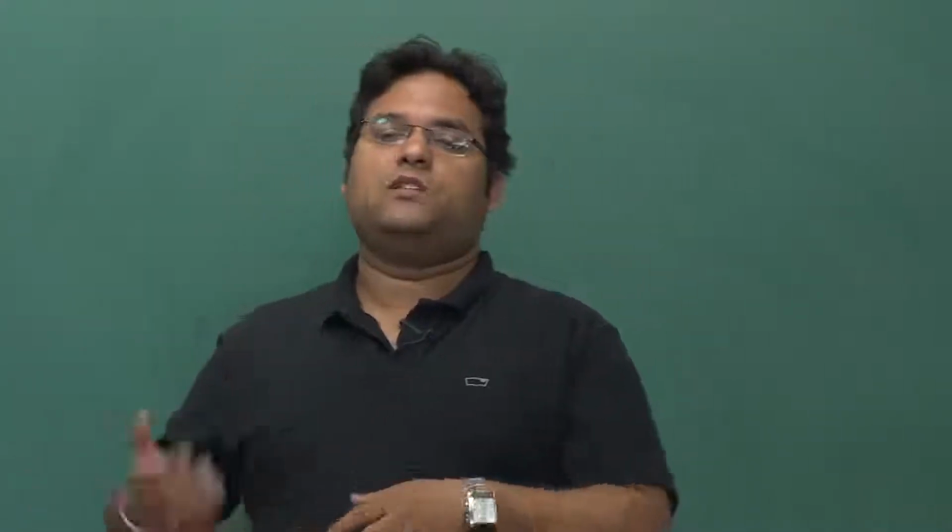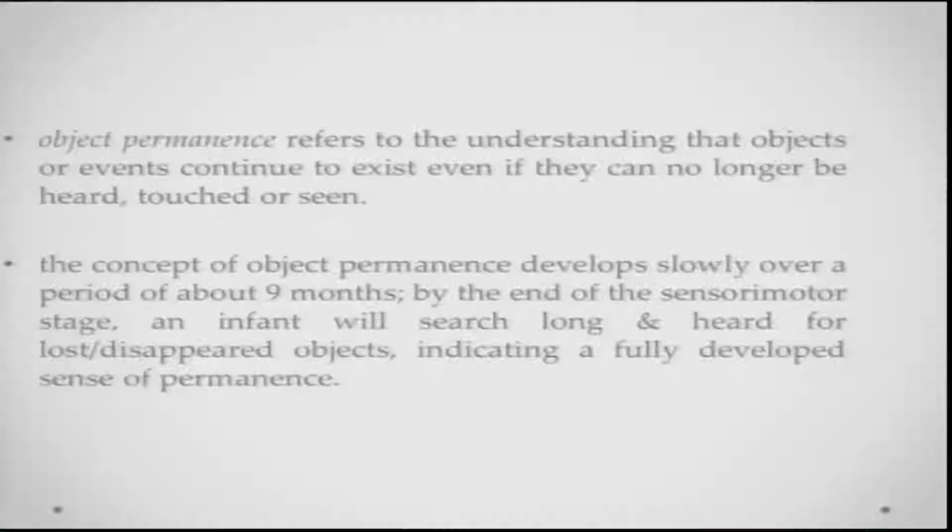If the object is not perceptible, if it is not there for them to see, they would not have the sense that this object still exists. Once they develop this sense, they will try to look for and search for the object, and they will ask you to bring that object because they know that it is there somewhere, and you will see how this behavior changes as the child grows up. This concept of object permanence develops slowly over a period of about 9 months, and by the end of the sensory motor stage, an infant will start searching for lost, disappeared objects, indicating that this sense of object permanence is now fully developed.